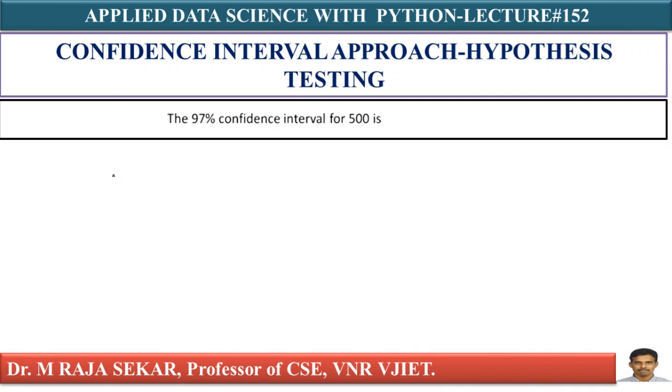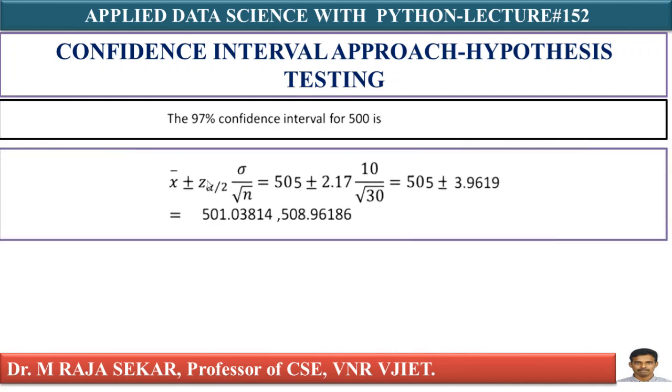Now, let me construct the interval. How can I construct it? Just see this formula: x bar plus or minus z alpha by 2 into sigma by root n. I already discussed this in the first slide itself. What is x bar in the given problem? In the given question, my x bar is 505, my mu is 500, my sigma is 10, my n equal to 30, alpha equal to 0.03. These are the given values in the question.